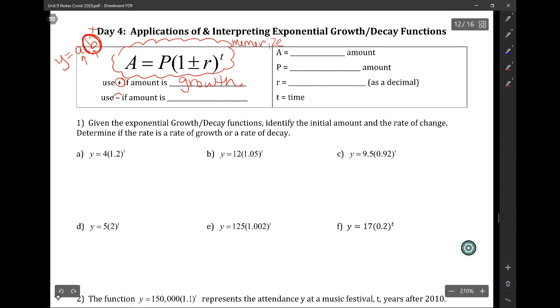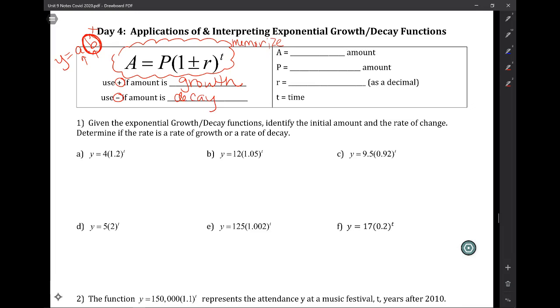You're going to use the minus sign if they use the words decay, depreciate, diminish, deplete, pretty much anything that starts with a D. That means you're going to use the minus sign. So that's going to be for our decay functions.